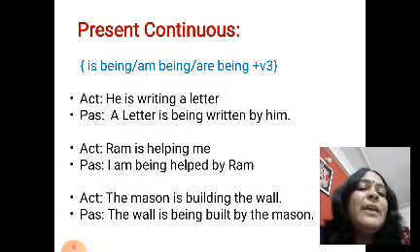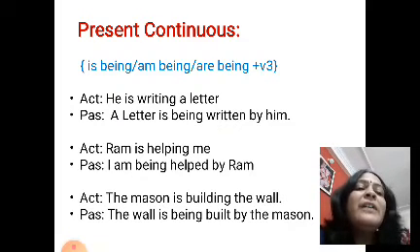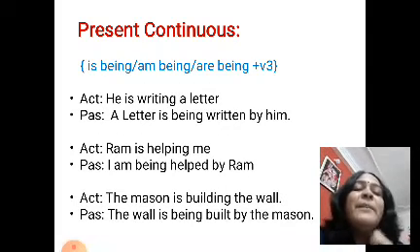Ram is helping me. Then you have to change it accordingly. If I is there, then you have to use am in present continuous. I am being, because it is continuous, and the third form of help is helped by Ram. Then the third sentence: the mason is building the wall. Here the wall is the object. We'll start with the subject wall. The wall is, then again being, because it's in the formula, and the third form of build is built by the mason.